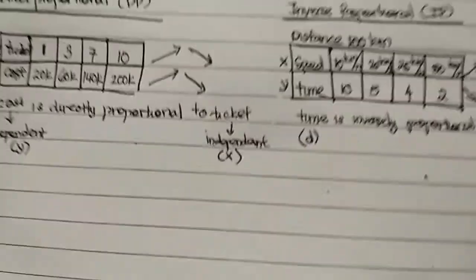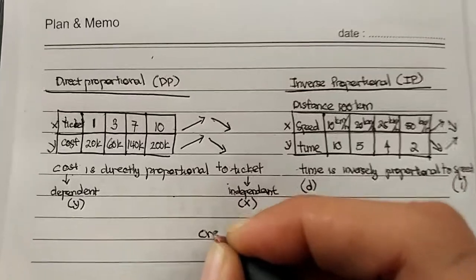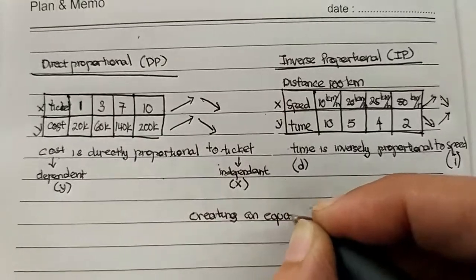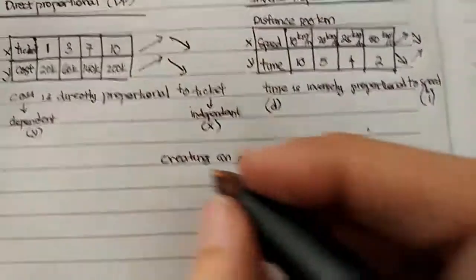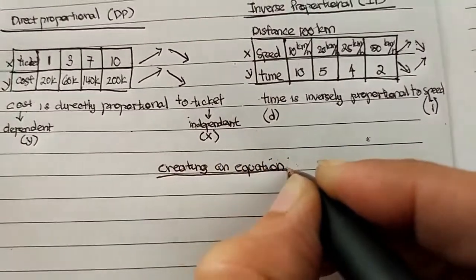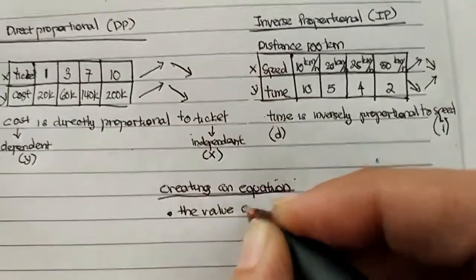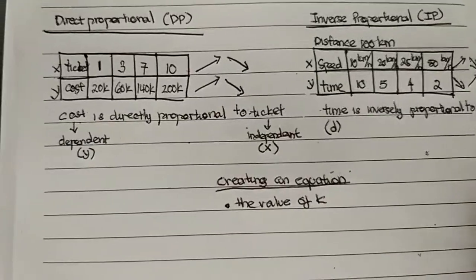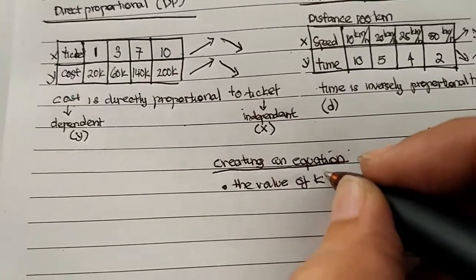Now, if I ask you to make an equation, I'm talking about creating an equation. Okay, you need, like creating an equation, first you need to find the value of k. Okay, now we go back to the direct proportional here. The value of k, we need to find the value of k.